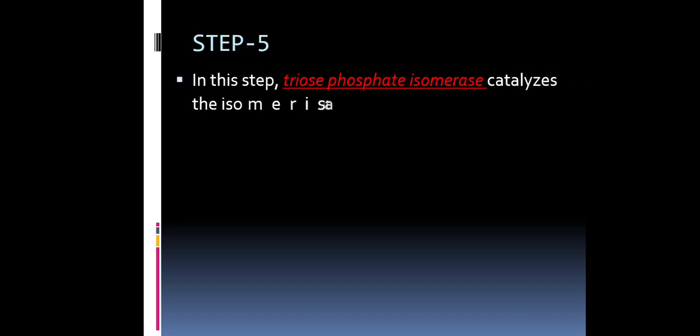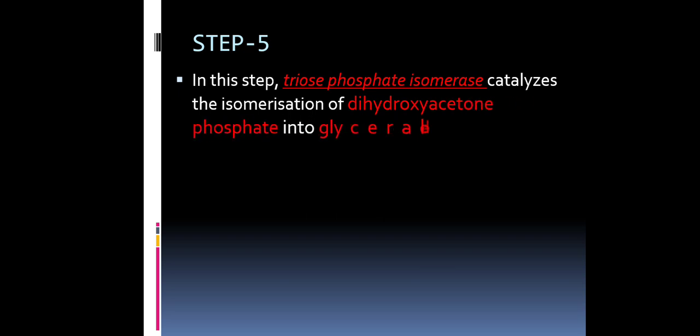So again, we are going to do isomerization in this process, where we use a catalyst, triose phosphate isomerase, where the dihydroxyacetone phosphate, as I have told you, not the desired product, converts into glyceraldehyde 3-phosphate. So the whole molecule of glucose is finally converted into glyceraldehyde 3-phosphate.